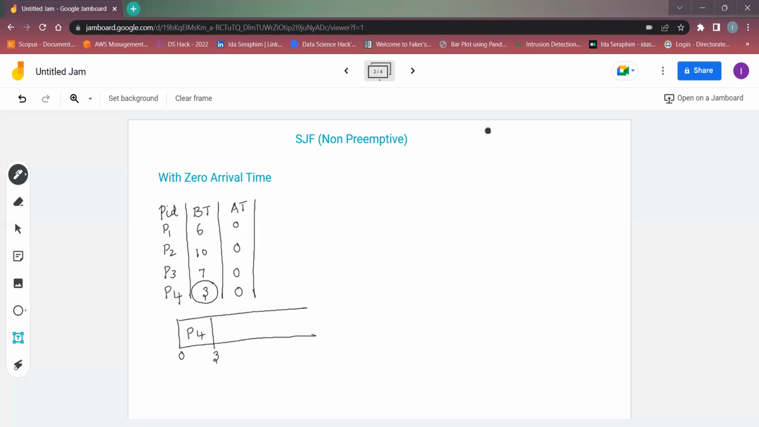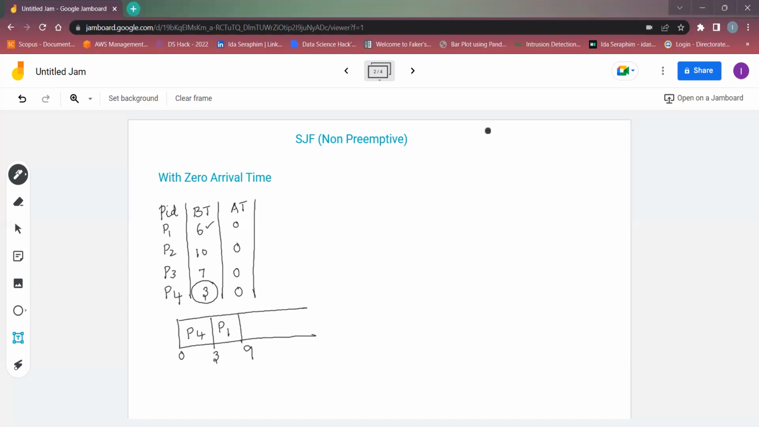Once your P4 process is over, once again we are going to see which has the least burst time. As you see here, P1 has the second least burst time, so process P1 will be given the CPU. It executes for 6 milliseconds, so 3 plus 6, up to 9 milliseconds, your P1 will execute.